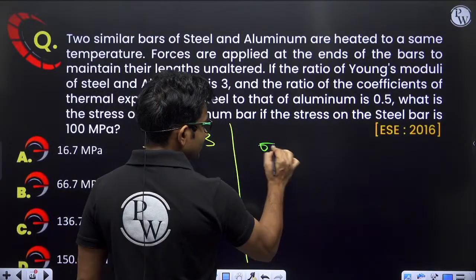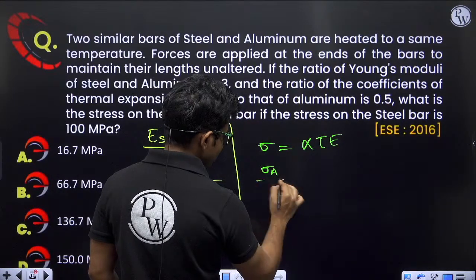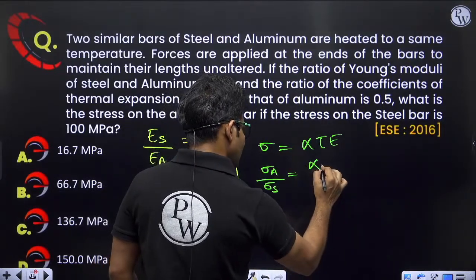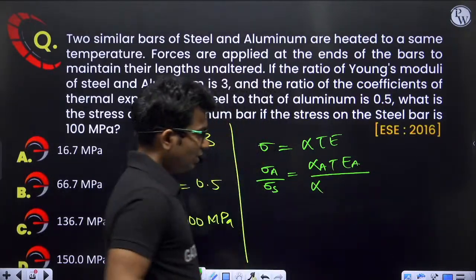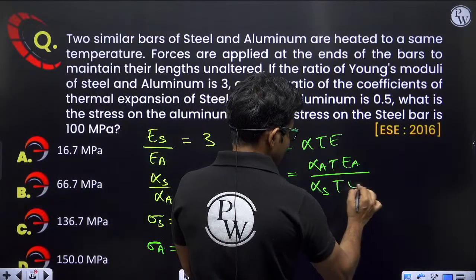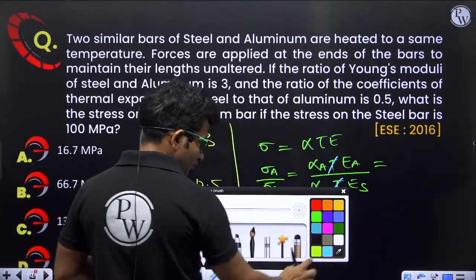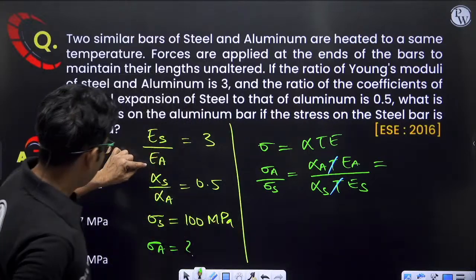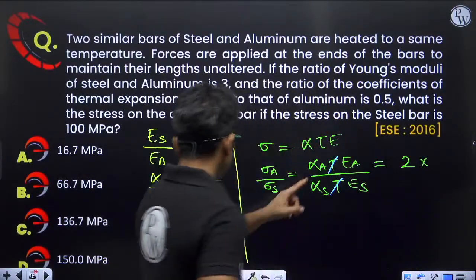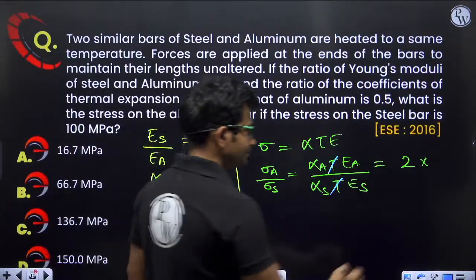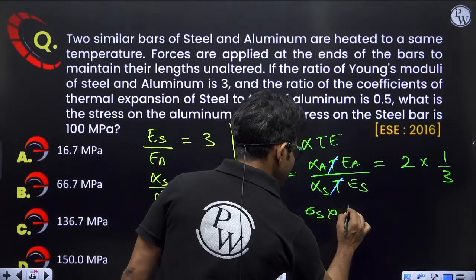Now the thermal stress formula is alpha T E. So if I find the ratio stress of aluminium upon stress of steel, it is alpha of aluminium, temperature rise is the same, Young's modulus of aluminium, upon alpha of steel, temperature, Young's modulus of steel. So T and T cancel out. Now what will be the ratio of alpha A upon alpha S? Alpha A upon alpha S will be 2. So this will be 2 into E A upon E S, which will be 1 by 3. So sigma A is equal to sigma S into 2 by 3.